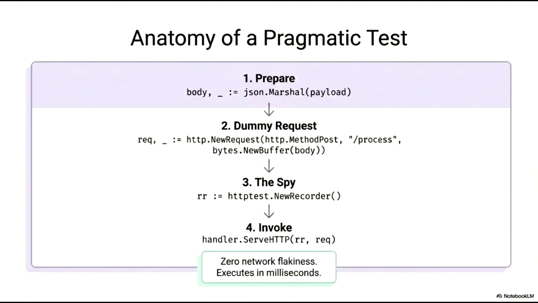We pass the recorder and the dummy request into the handler's ServeHTTP method. By bypassing the network stack entirely, this pattern eliminates flakiness and ensures that our test suite executes in mere milliseconds, providing immediate feedback during development.